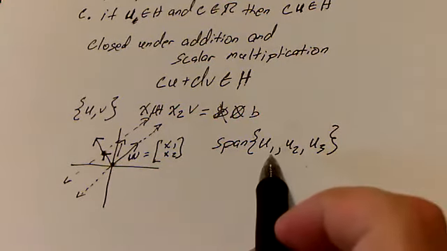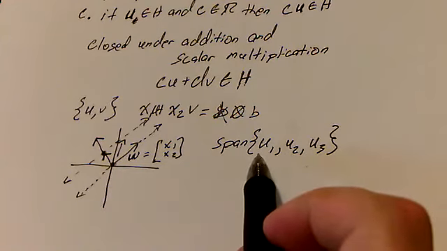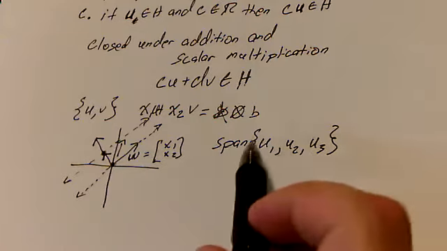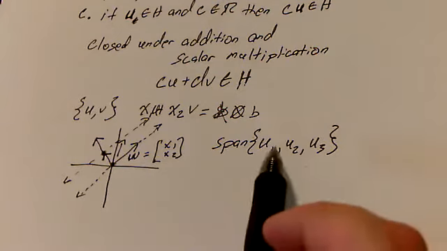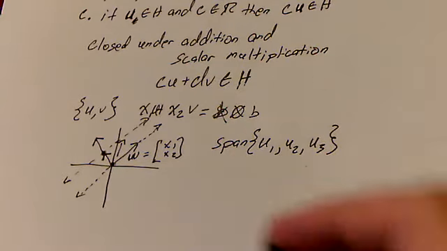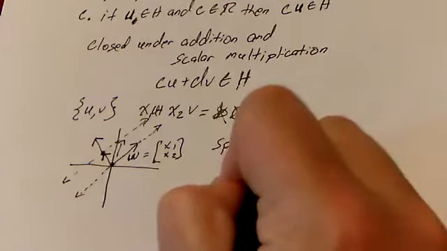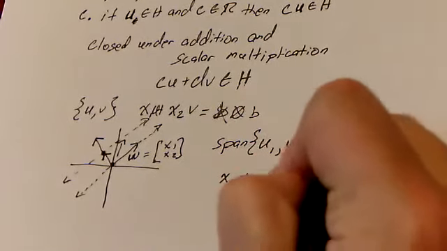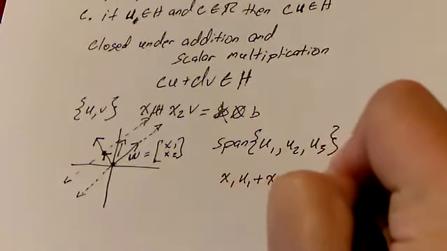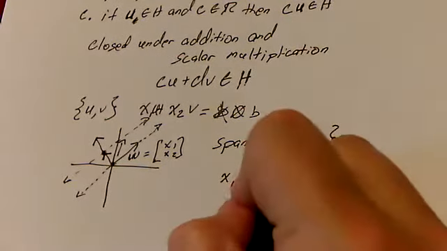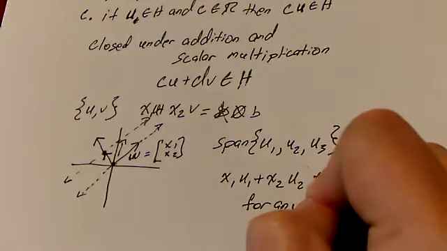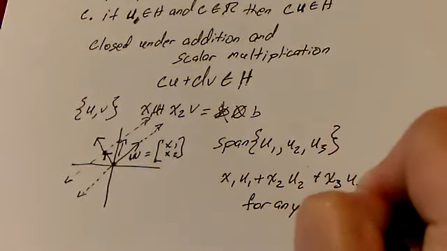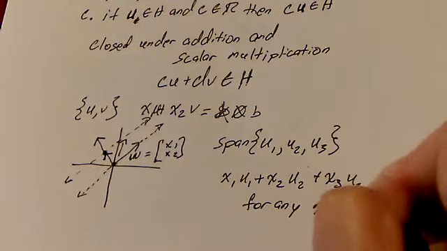Okay. So how did we determine what the span was? Well, I went through and I said, okay, which ones of these are linearly independent? If they're all independent, then the whole thing is in the span. There are all linear combinations. So the span here is going to be x1u1 plus x2u2 plus x3u3 for any vector x that's equal to x1, x2, x3.